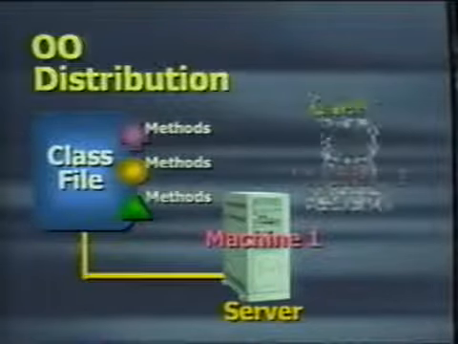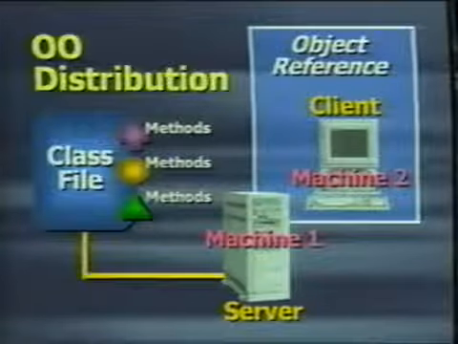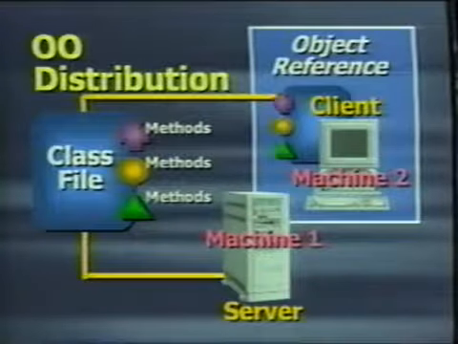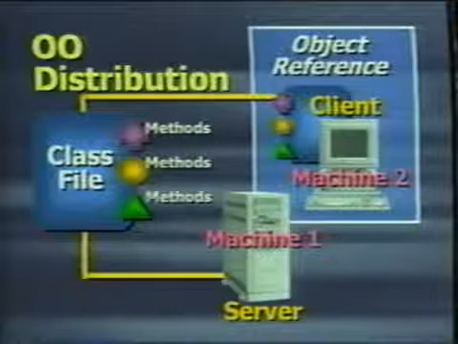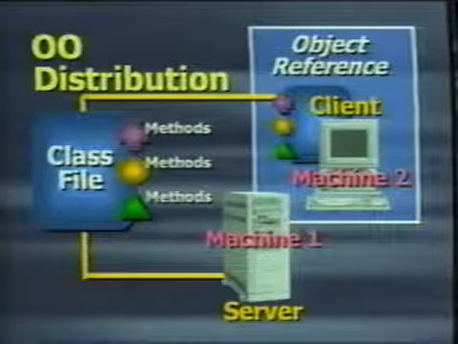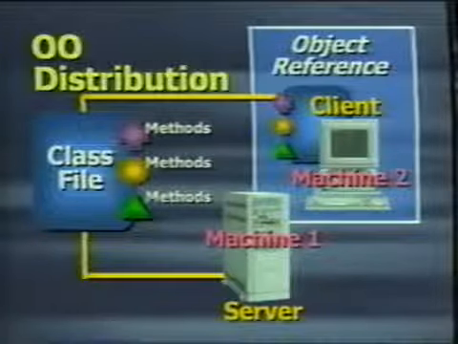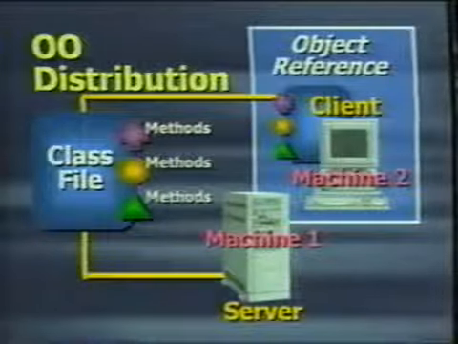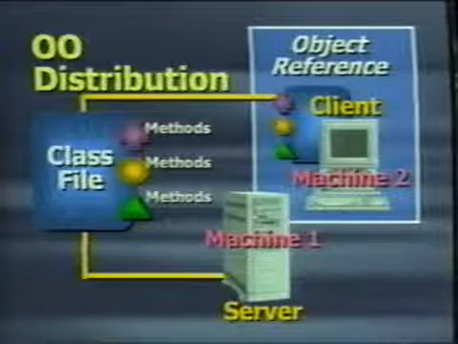On machine 2, we have this client that has a reference to that object, and through that reference to the object, it has references to the member methods of that object. So to call the methods on this remote object, it uses that reference to get to the methods that are actually called on that remote object that is running on machine 1.